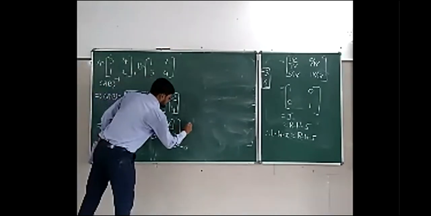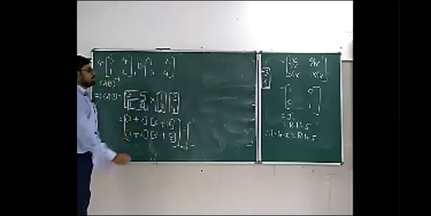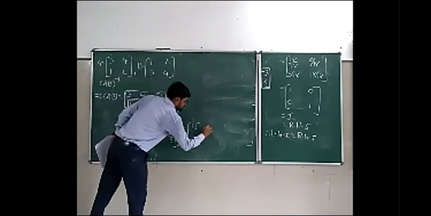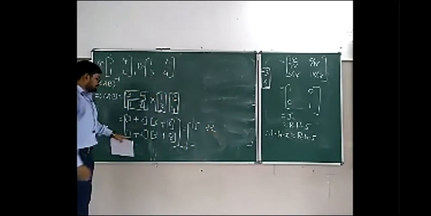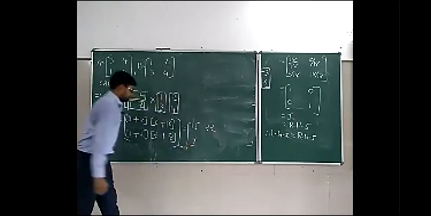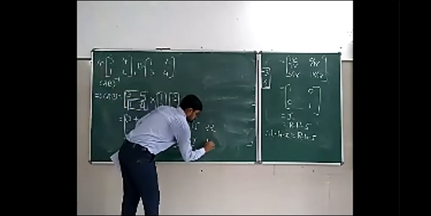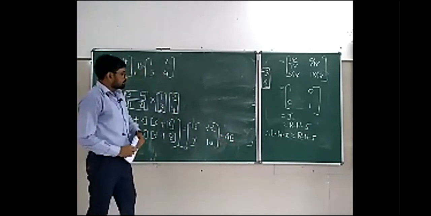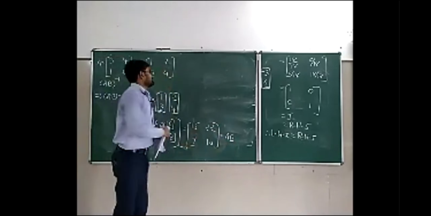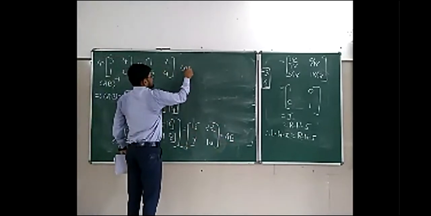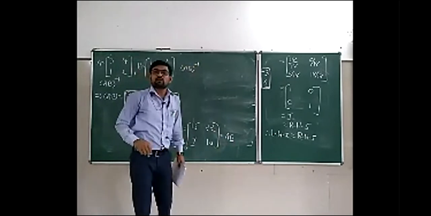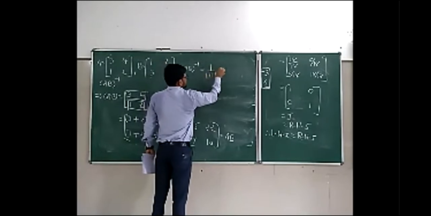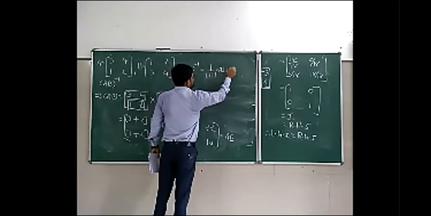And finally we'll get the answer 3 plus 12, 15. 6 plus 16, 22. 1 plus 6, 7. 2 plus 8, 10. So this is the answer of AB, A into B. Now find the inverse of this. That means you have to find AB inverse. What is the formula of A inverse? 1 upon determinant of A into adjoint of A.